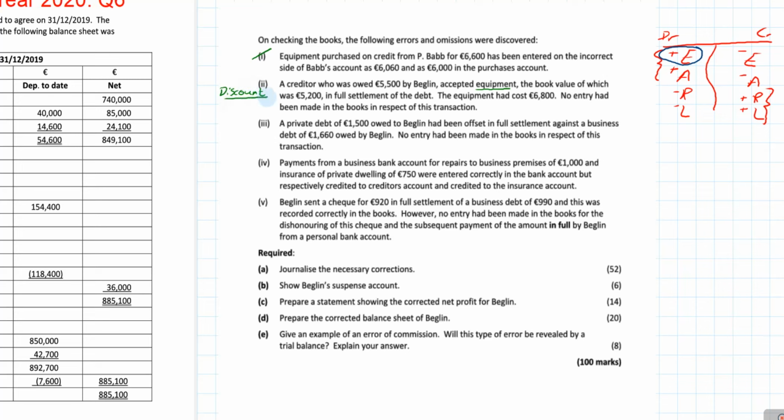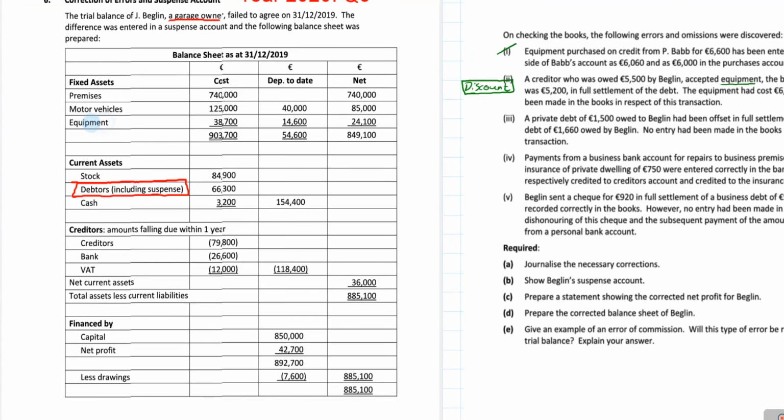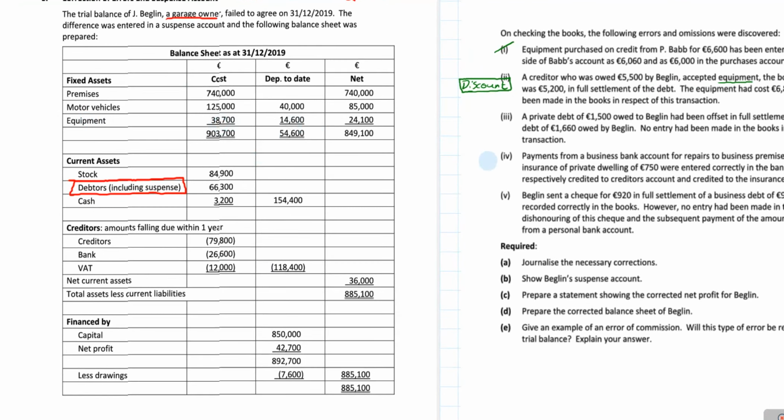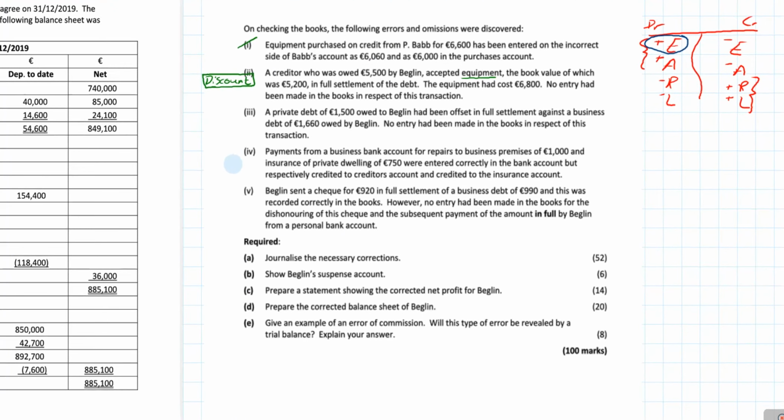So whenever we pay someone less than we owe them, or we accept something that's less in value than they owe us, there's discount. The equipment had cost 6,800. So they're telling us the equipment had cost 6,800. It's now worth 5,200. That means that there's depreciation, which we can already account for. So you have equipment, that's the cost, that's the depreciation to date. So we would have to look at that. So this is nice. No entry had been made in the books in respect to this transaction. That means that this was an error of omission, which is nice and simple. We just do the double entries without having to do anything else.